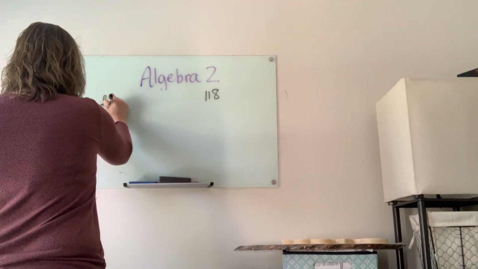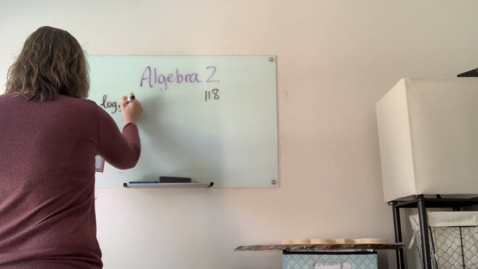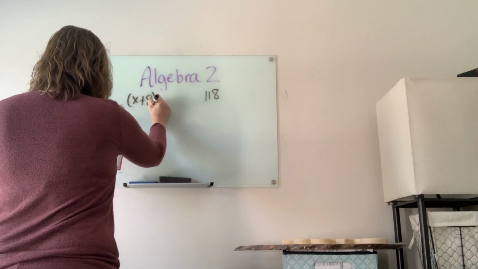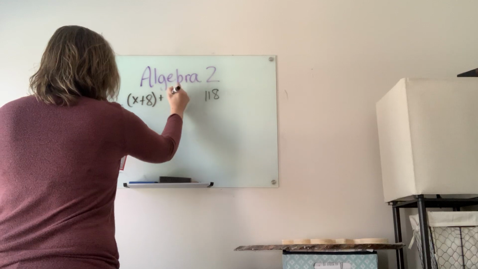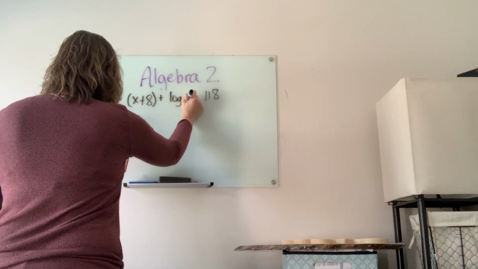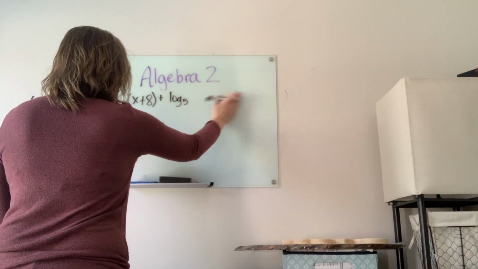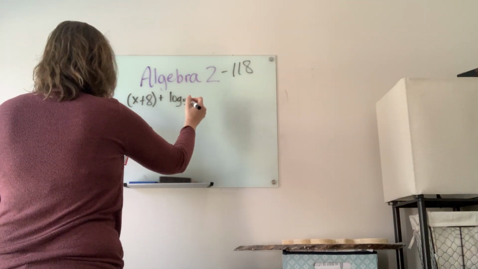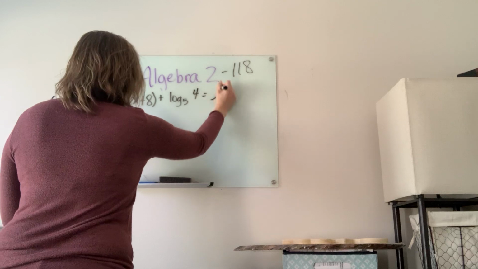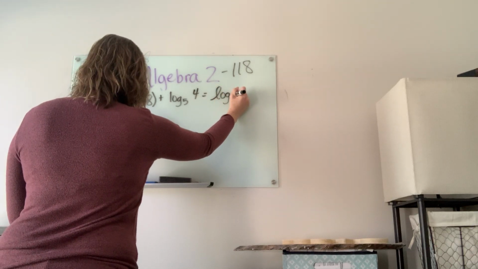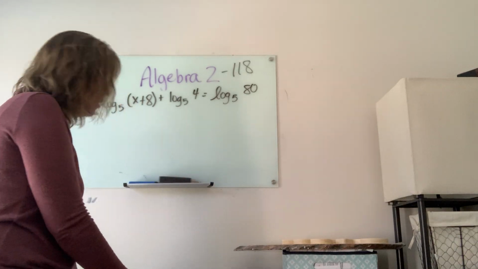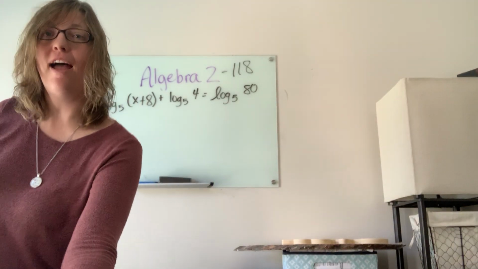So I've got log base 5 of x plus 8 plus log base 5 of 4 equals log base 5 of 80. All right, when you look at that, do you think at first, whoa, that is a lot of information?